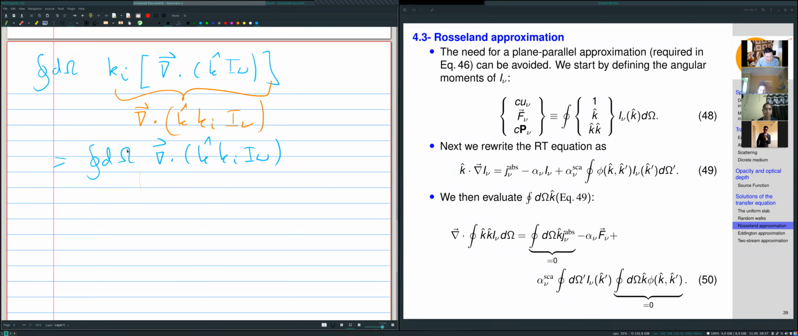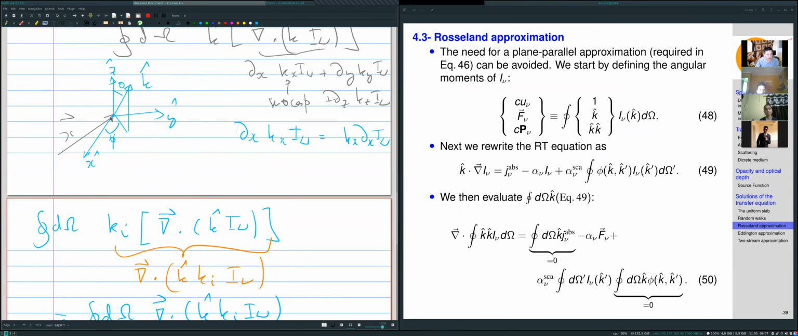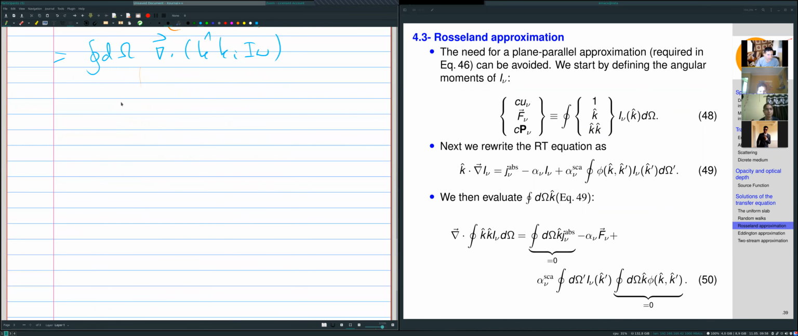And again, this nabla, the gradient, does not depend on the direction of integration. The integration variable is a direction, and this one differentiates the position vector. So this is the same as I was explaining here. The angular integration is performed over theta and phi, and we do not change x. We can factor out the gradient and write it down as ki times k I nu. And this is basically what we have here on the left-hand side.